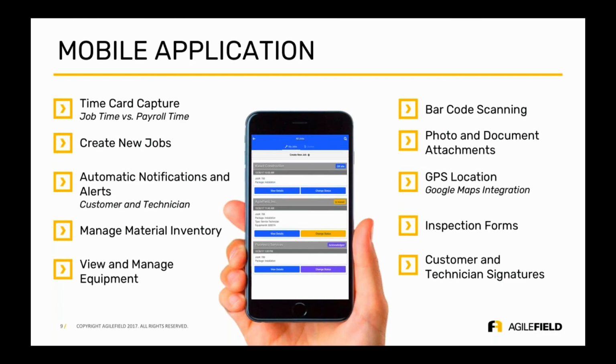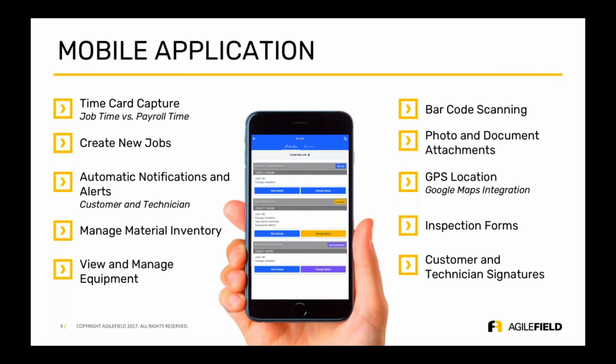Photos and documents can be attached and viewed between the back office and the field in real time. As a job status changes, a GPS pin will be dropped to track a tech's whereabouts, and the same GPS feature can be used to provide driving directions to a job site.